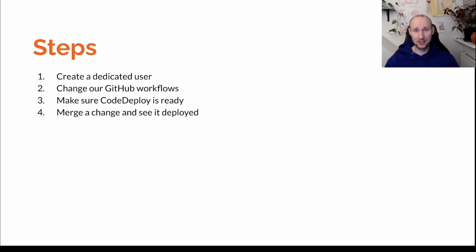We're going to create a dedicated user that can do the deployment. We're going to change our GitHub workflows, so whenever we merge to main, we deploy the application. We're going to make sure that CodeDeploy is ready to receive updates to the application. And we're going to make a change and see it deployed to our environment.